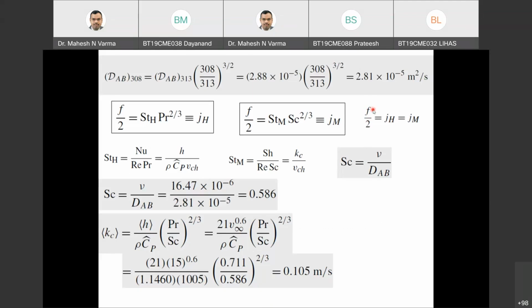The importance of the analogy: analogies are used when detailed data is given in one area. Heat transfer coefficient is given, so I can estimate mass transfer coefficient and friction factor. That is the use of analogy. But you need to remember the limitations of analogy. And as I told, there can be many analogies available. So hope this is understood and clear for everybody.